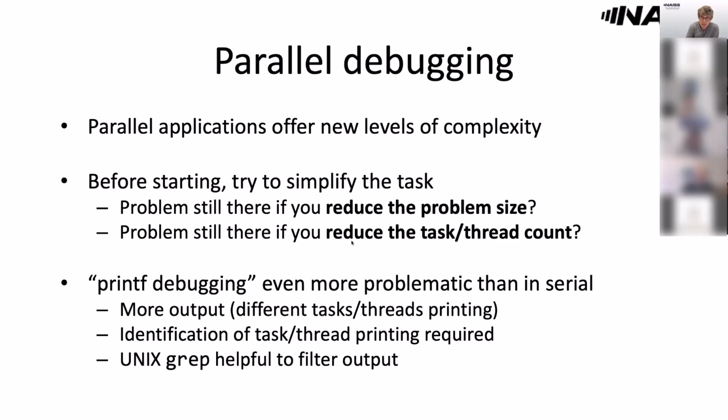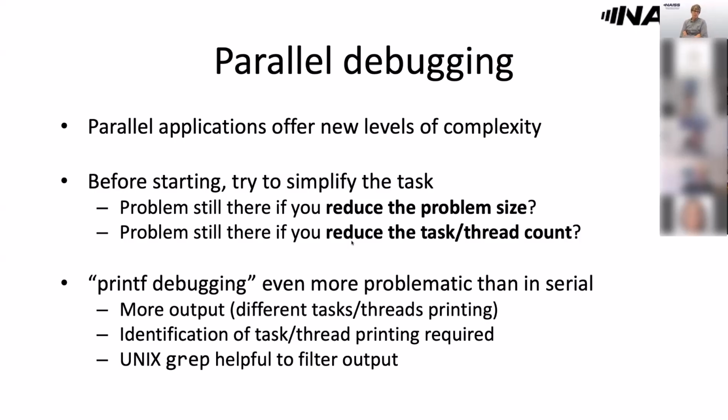Then with parallel, is the problem still there if you reduce the task or thread count? If you have hundreds or thousands of computational tasks or computational threads, debugging is very, very difficult. If the problem still exists on something like 4 or 10 tasks or threads, your life is a lot easier.